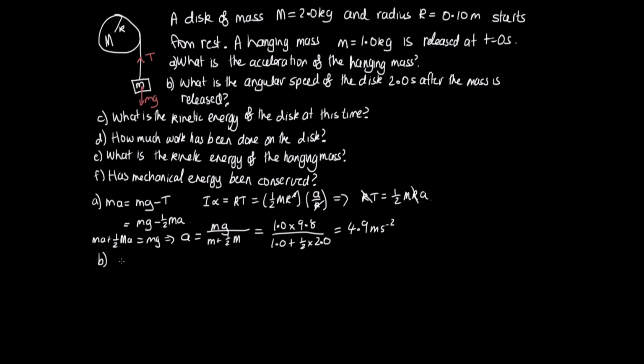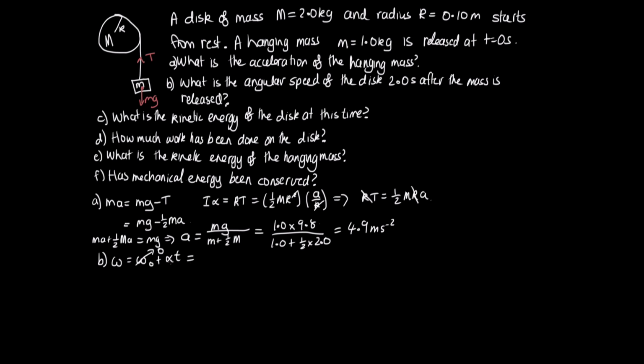Now in part B, we're asked what is the angular speed of the disc 2 seconds after the mass is released. So in order to do this one, we'll need to consider our rotational kinematic equations. So just as we have v equals u plus at in the translational case, we have omega is equal to omega naught plus alpha t in the rotational case. Now we know that this disk starts from rest. So omega naught, the initial angular speed, is 0.